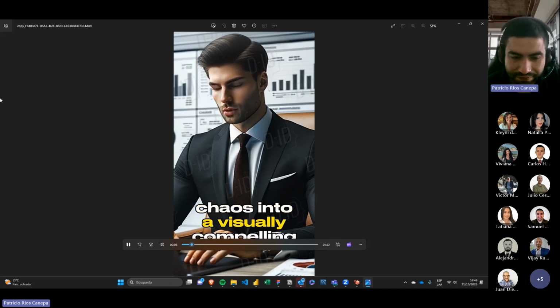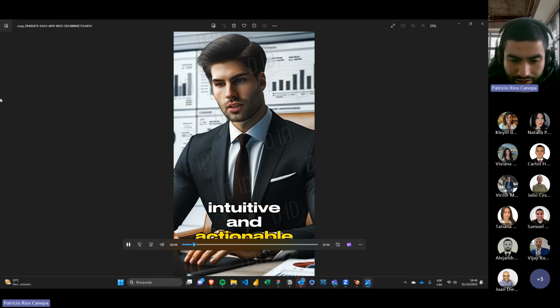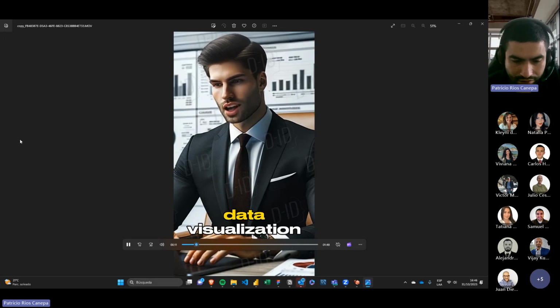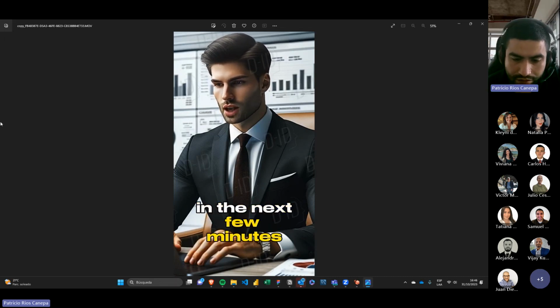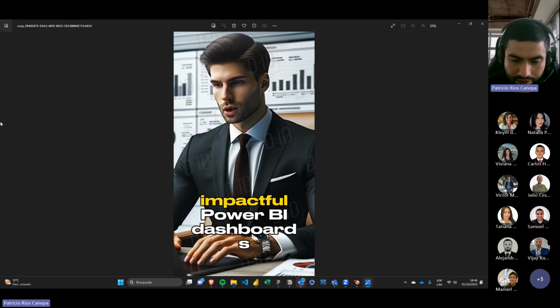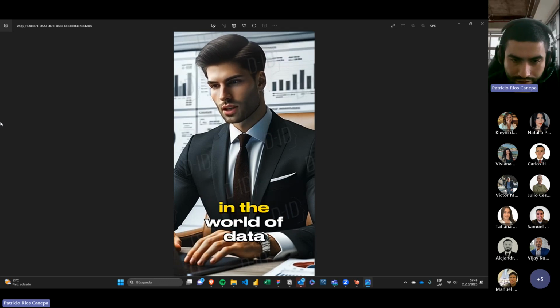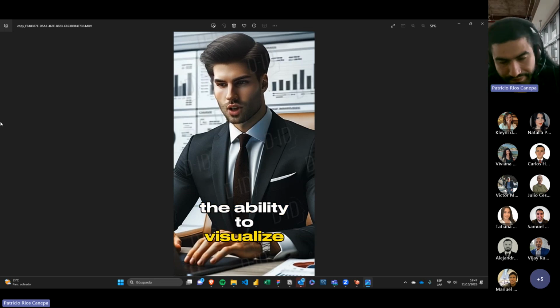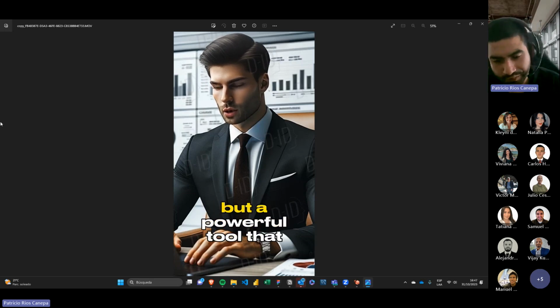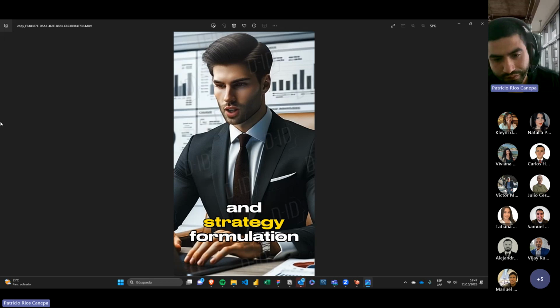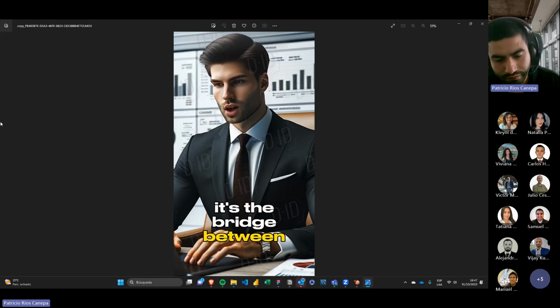Imagine transforming the chaos into a visually compelling, intuitive, and actionable insight. That's the power of effective data visualization. In the next few minutes, we'll unravel the art and science of creating impactful Power BI dashboards. In the world of data analytics, the ability to visualize data effectively is not just a skill but a powerful tool that aids in decision-making and strategy formulation. It's the bridge between complex data analyses and actionable insights.